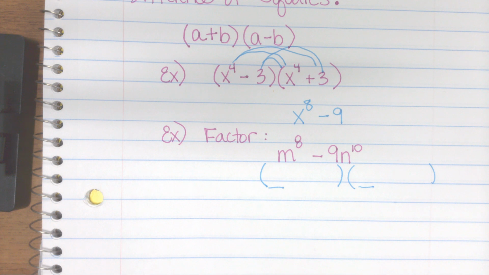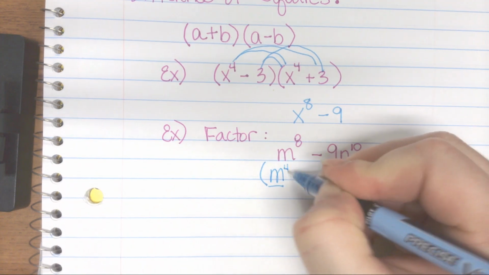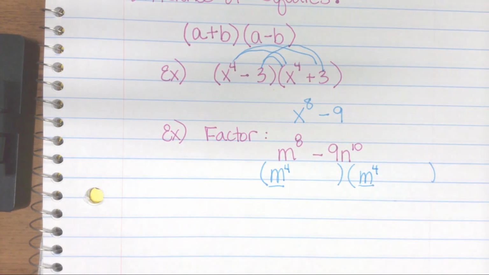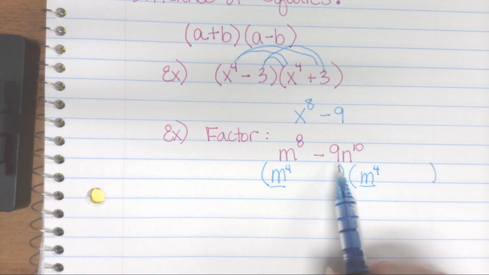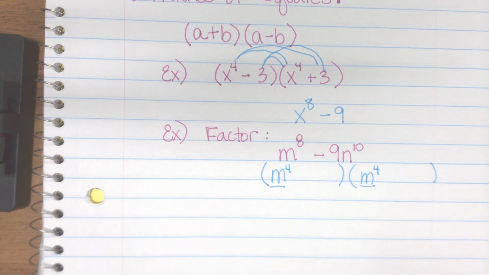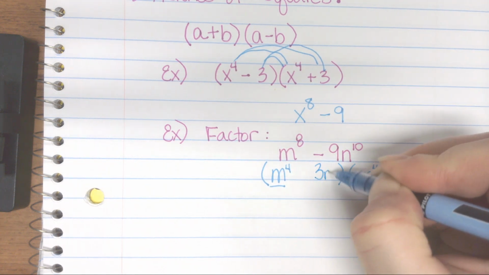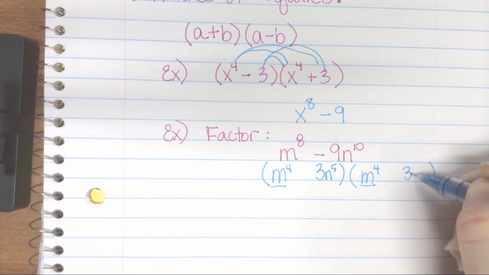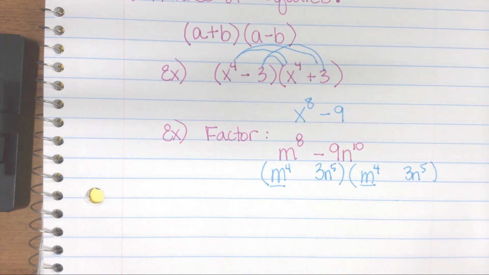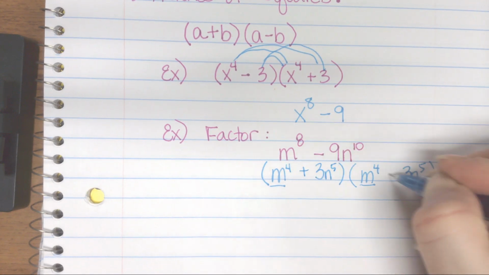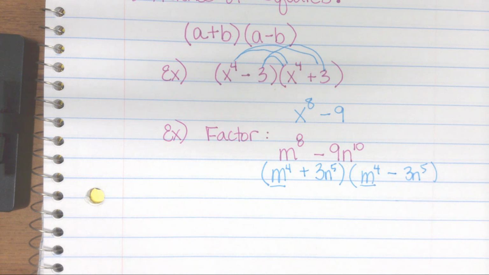Gabe, what'd you guys say? I put m to the 4 minus 3m to the 4. So m to the 4th times m to the 4th gives you m to the 8th. You're right. How would I get a 9n to the 10th? You said what? 3? And 5. Yep. And then what symbol do I need? Plus and minus. Does it matter which one's which? No, because they're identical. Okay.